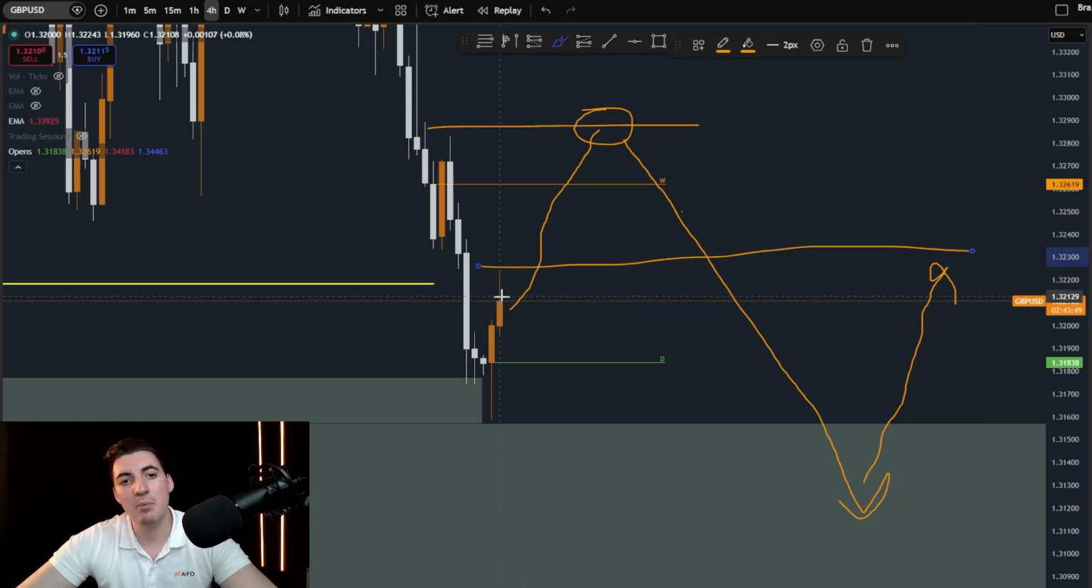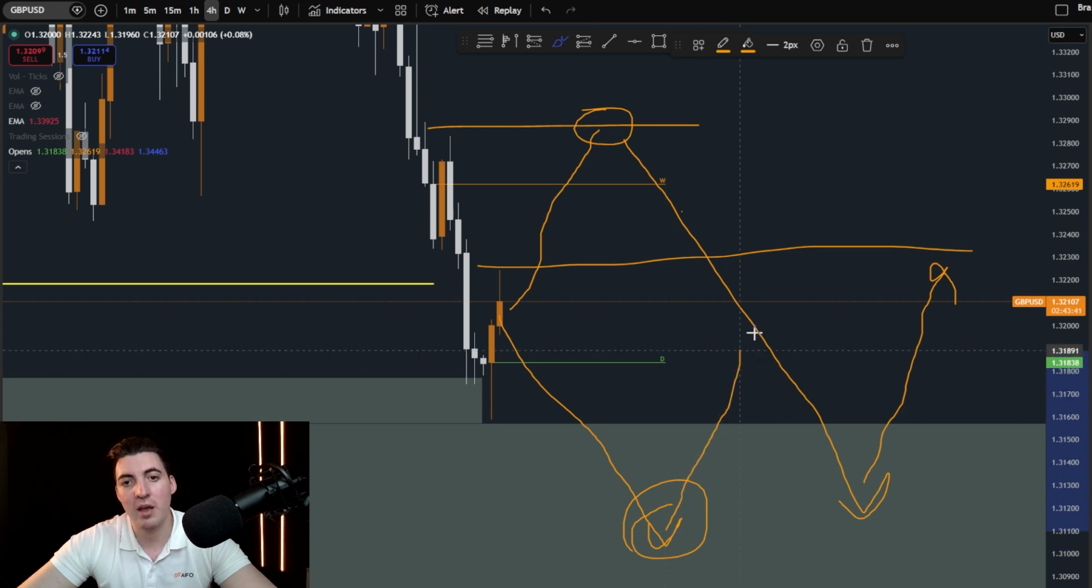Or if the price does not retrace back up into this level and continues into the downside, same thing will happen. I would just be waiting for some type of price action to tell me that the price is likely going to push itself back up. So that would be my play for today.